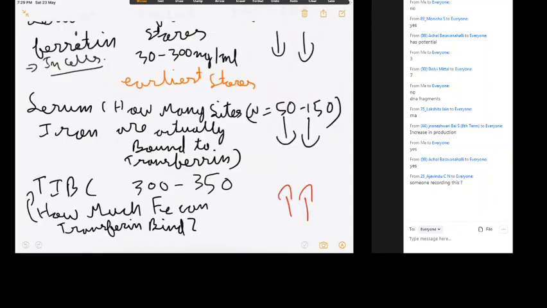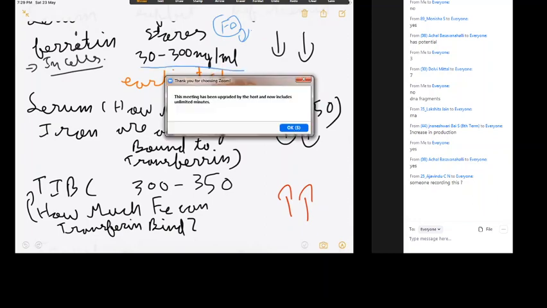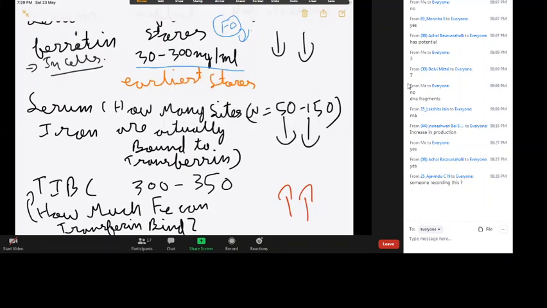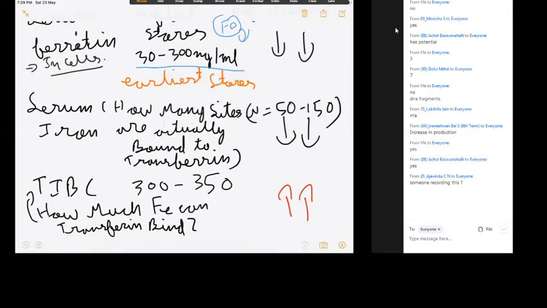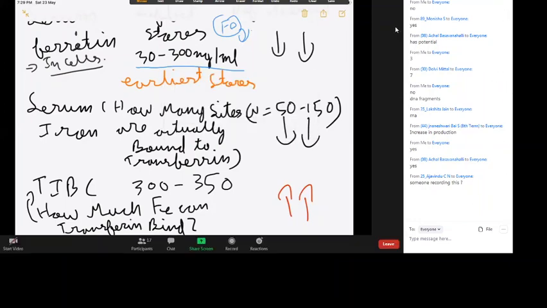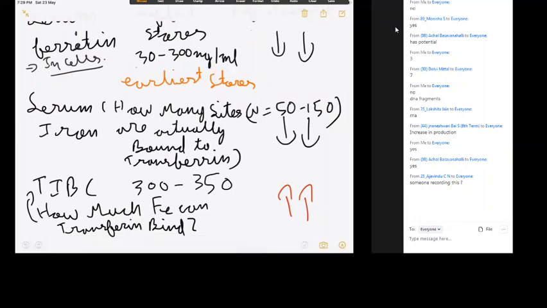Now let's talk about what is important in your picture. If at all I'm talking about serum ferritin level, what does it mean? It means how much of Fe3+ I can store. In simple words, how much of iron am I able to store in cells? So that has a value that is your 30 to 300 nanogram per ml. Okay, that is your serum ferritin. What does serum ferritin mean? It means how much of iron can you store.